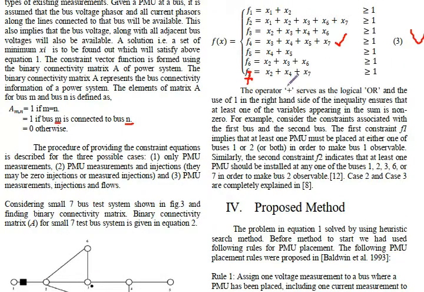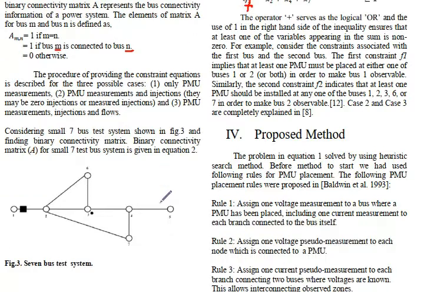Similarly for F6, it means that to make bus number 6 observable, either the PMU should be placed at bus number 2, 3 or 6. And similarly for F7, a PMU should be placed at bus number 2, bus number 4 or bus number 7 to make bus number 7 observable.